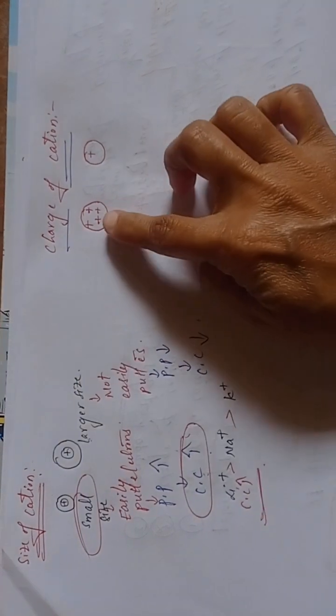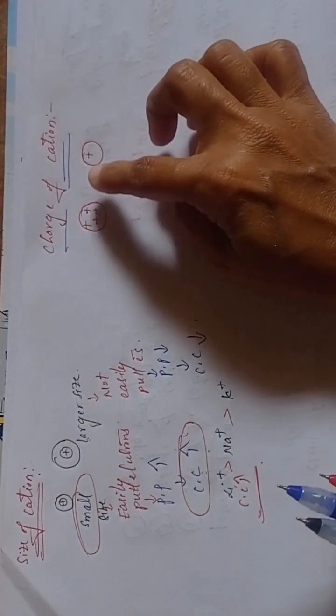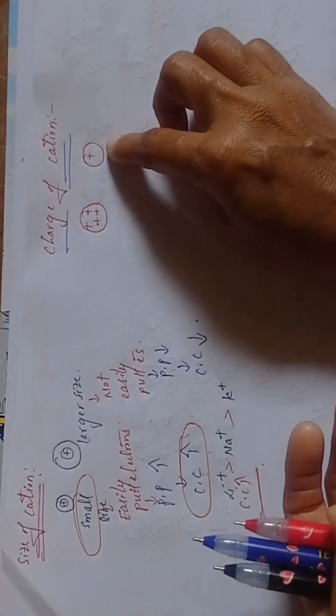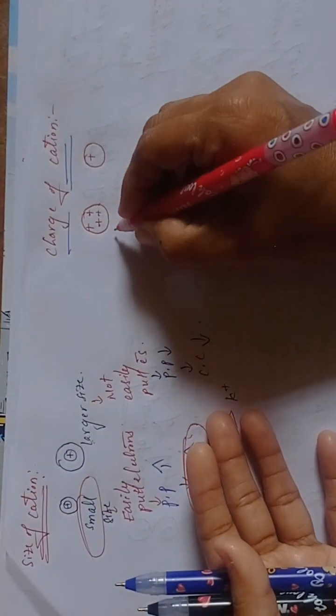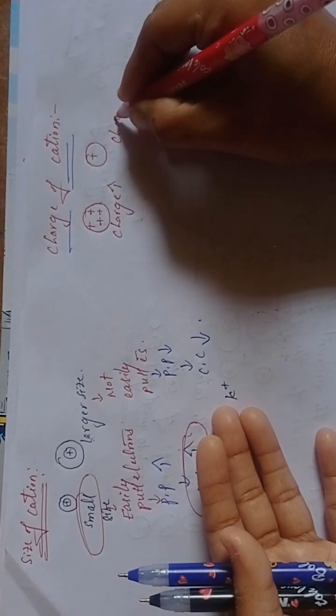See here, the charge is more: four positive charges, here only one positive. So here the charge of the cation is more. Are you following? Charge more here, here charge less.